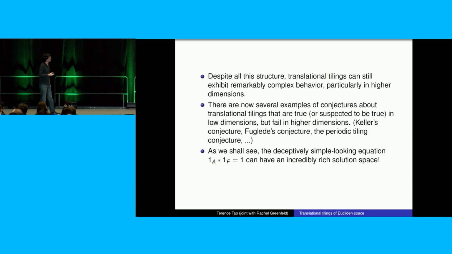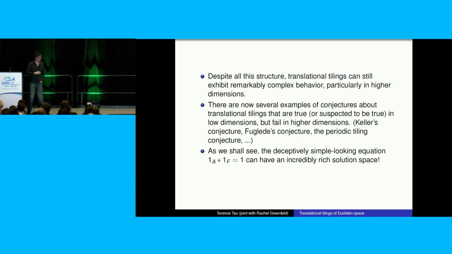Yeah, so somehow the thing is that the single equation, 1_A convolved with 1_F equals 1, has a very interesting solution space. It's not as rigid as, say, an algebraic variety, but it's not like a random set either. It's something in between, and that I quite like, this sort of intermediate structured type of problem.